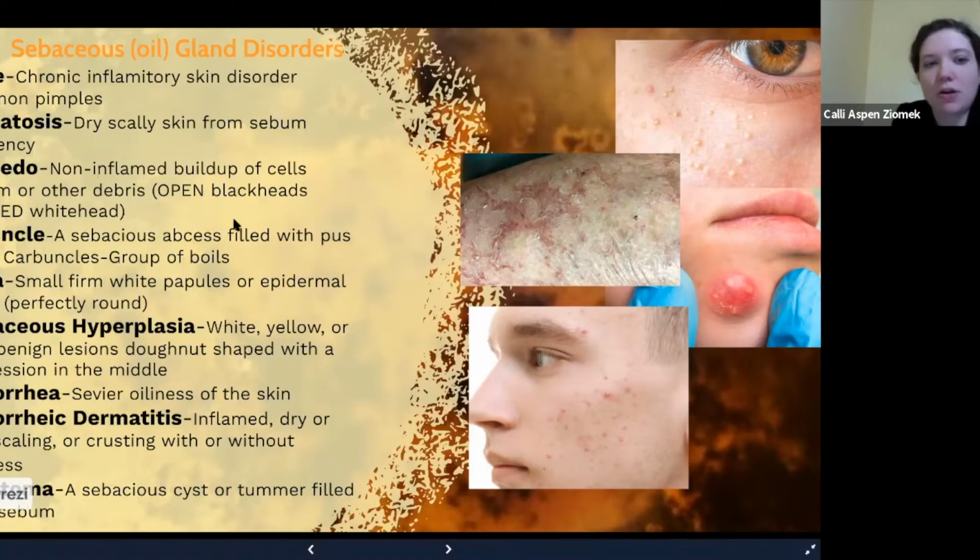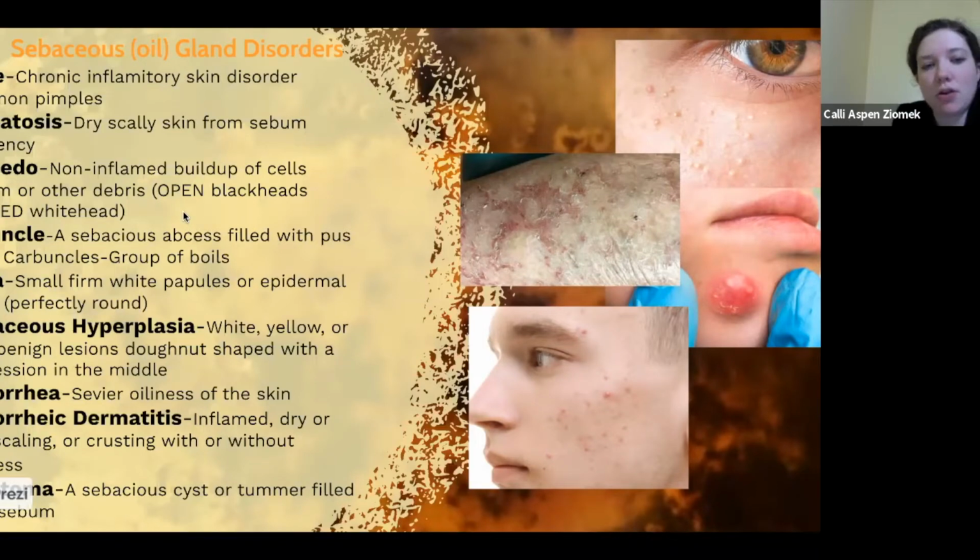Then you have comedones. These are non-inflamed buildups of cells or sebum or other debris, and they are the main thing that you see when you're actually thinking of acne. When the comedo is open to the air, it becomes a blackhead because the oil in their skin has oxidized and turns itself black. When it is closed, it will be white because it doesn't have that air, because it's trapped underneath the skin.